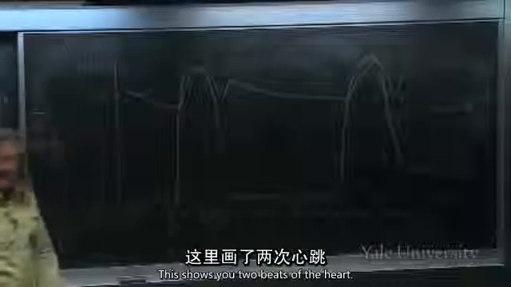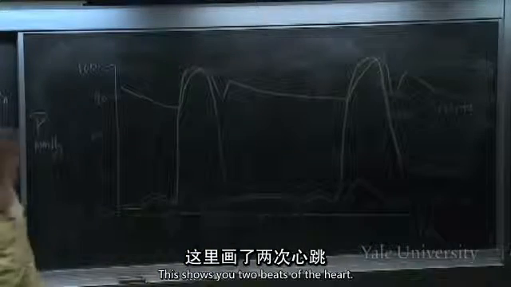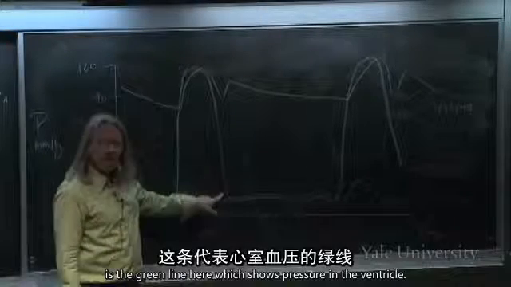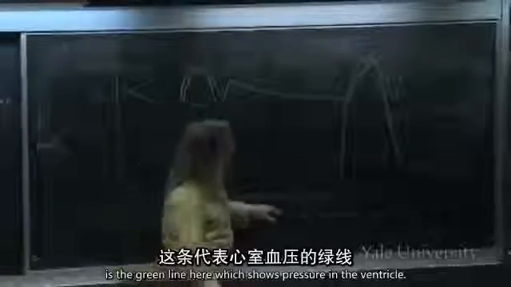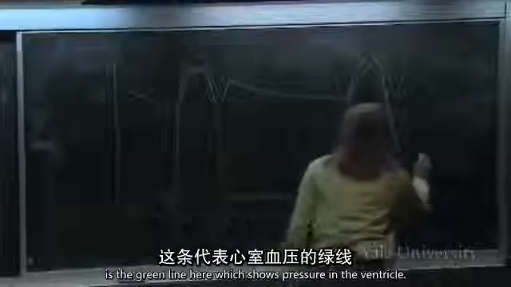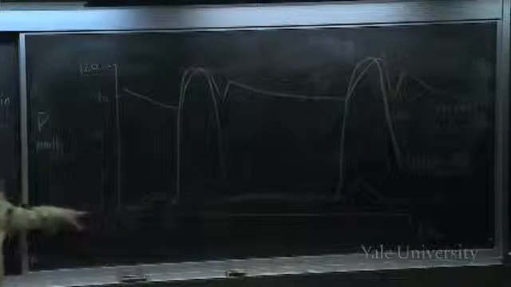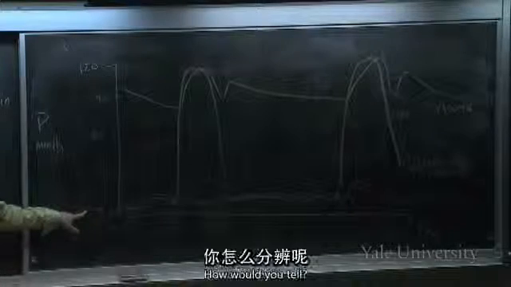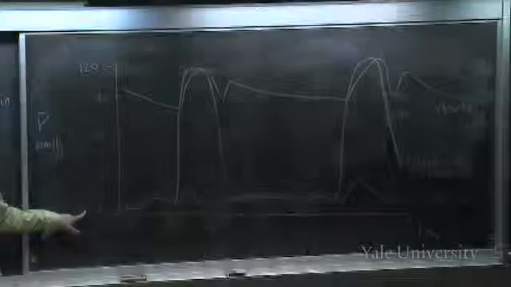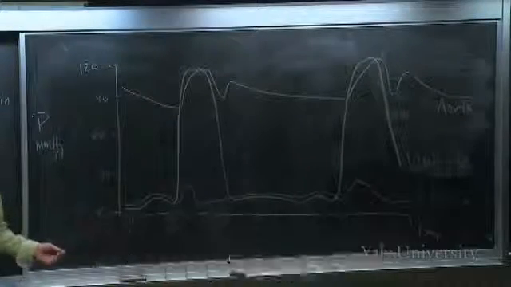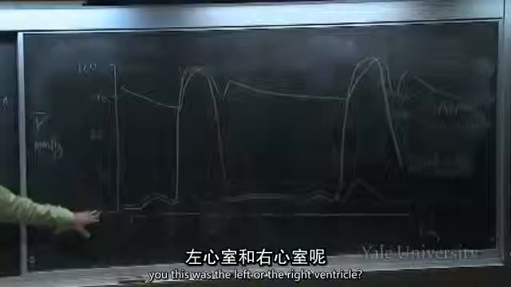This shows you 2 beats of the heart. And the most prominent thing that you notice is the green line here, which shows pressure in the ventricle. Which ventricle am I showing? How would you tell? I said they're both roughly the same, but how would you tell if this was the left or the right ventricle?